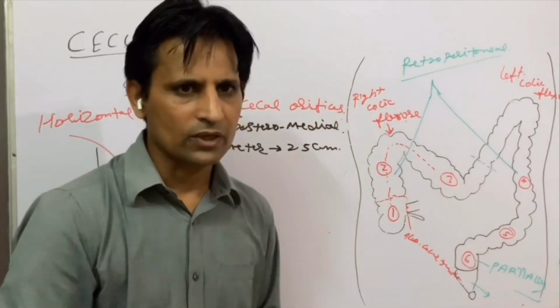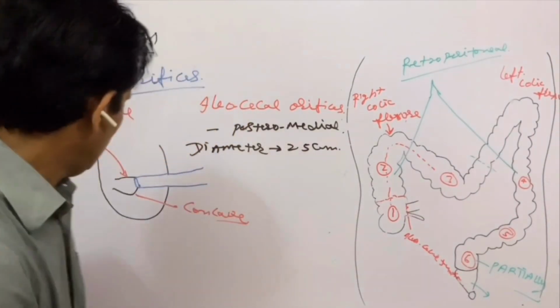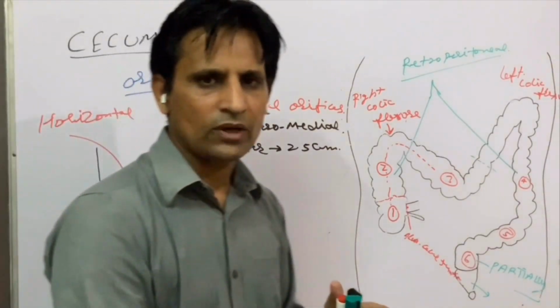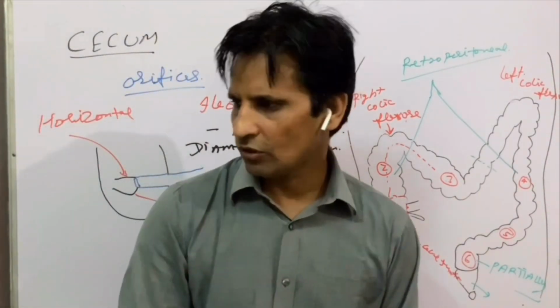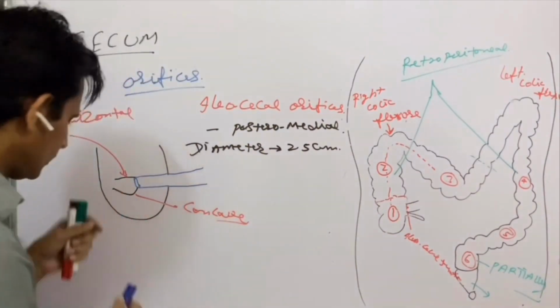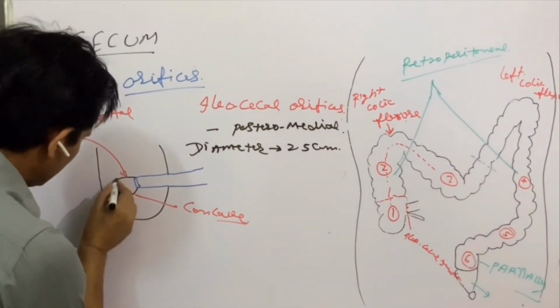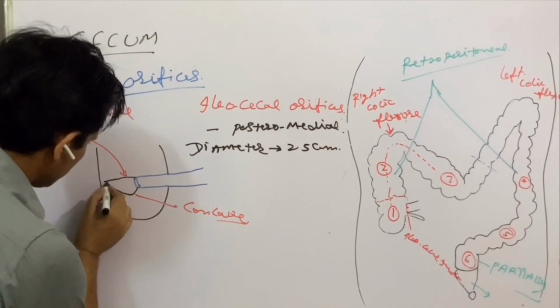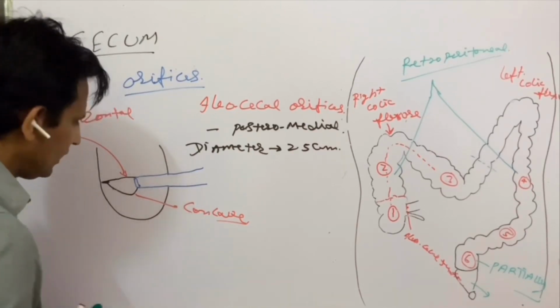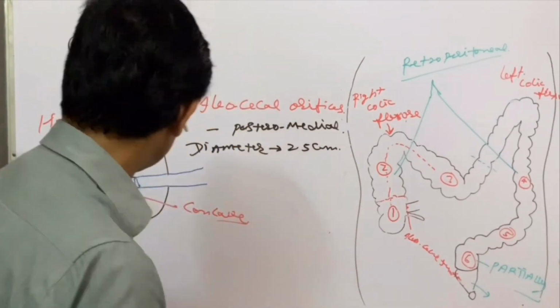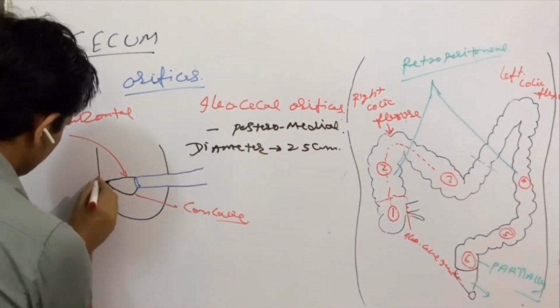And one more important thing: at the lateral side, both ends of these lips connect together, and here they make a more specific structure, and this is known as the frenula. This is the frenula.